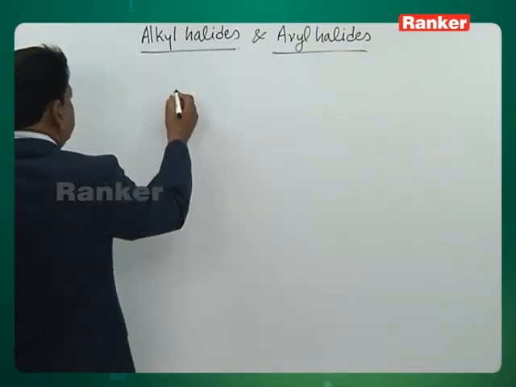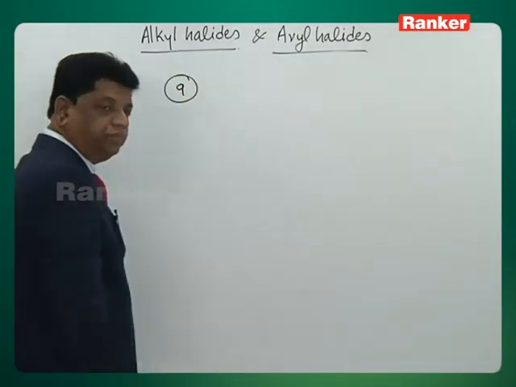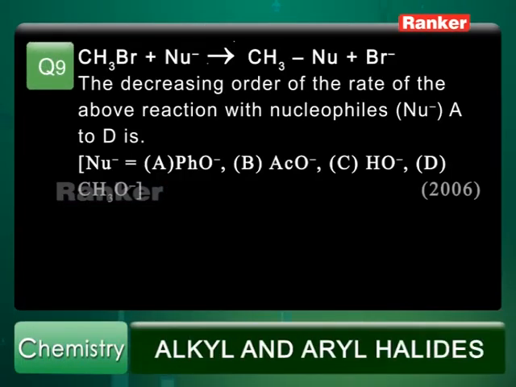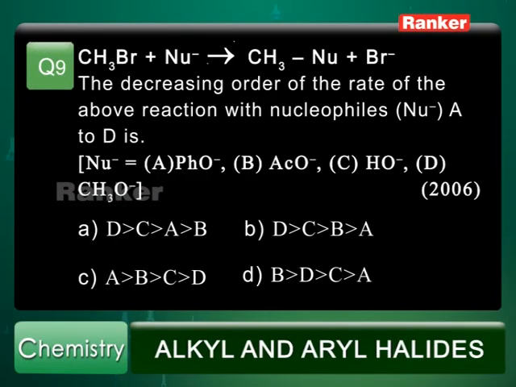So let's go to question number 9. The question is: methyl bromide is treated with a nucleophile, and a methyl-nucleophile product is formed with the expulsion of Br minus. The decreasing order of rate of the above reaction with the nucleophiles A to D is given. The A nucleophile is phenoxide anion, B is acetoxy anion, C is hydroxide anion, D is methoxide anion. This appeared in 2006.